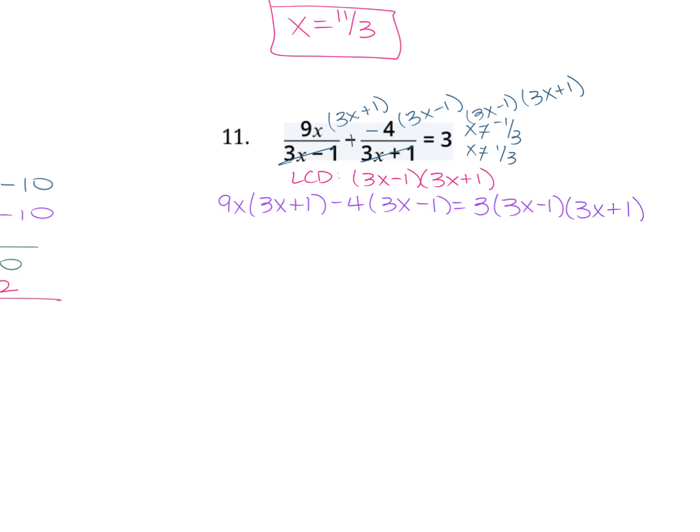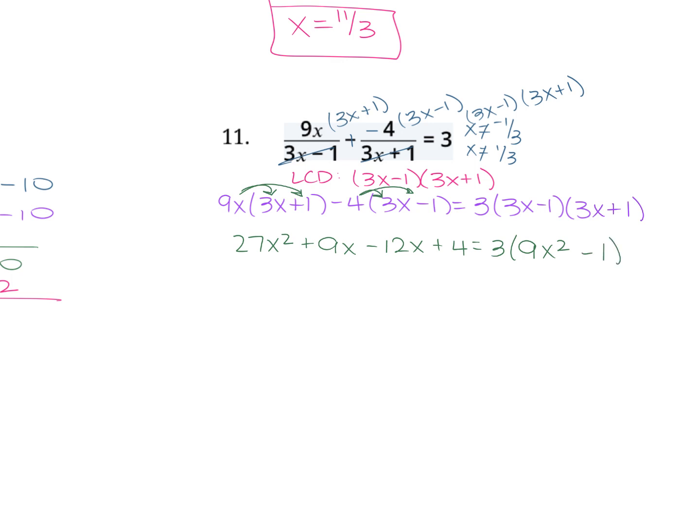So from here, we're going to distribute and FOIL. So the 9x times 3x gives us 27x squared. 9x times 1 is 9x. The negative 4 times 3x is negative 12x. And the negative 4 times negative 1 is positive 4. I'm going to keep the 3 outside of the 3x minus 1 times 3x plus 1, and I'm going to FOIL that out. It is a difference of squares, so that's going to leave us with 9x squared minus 1.